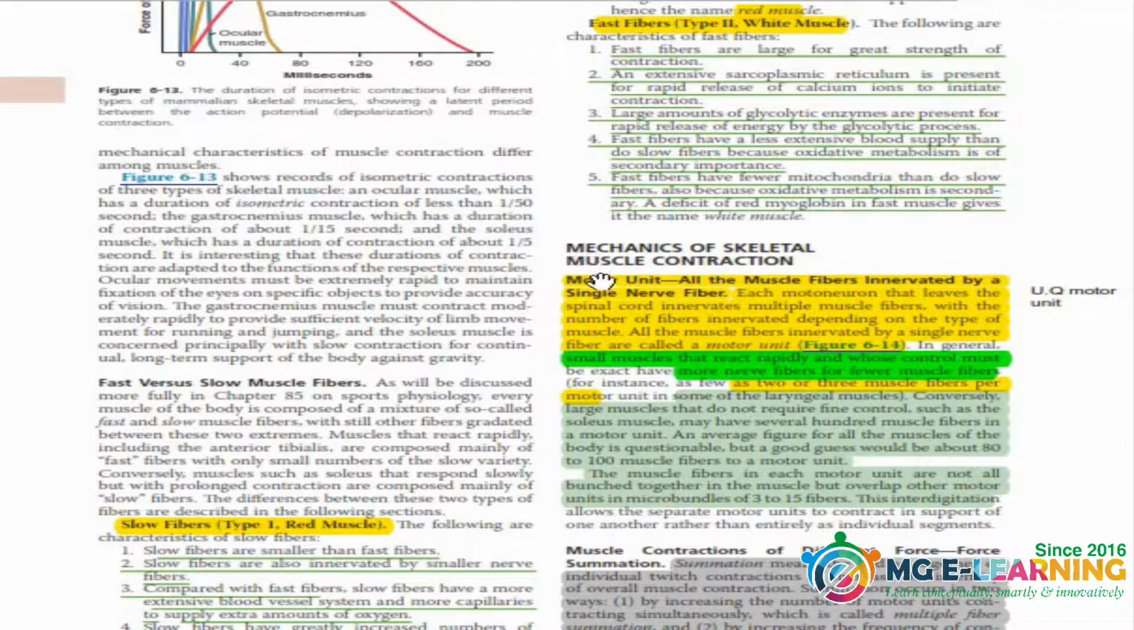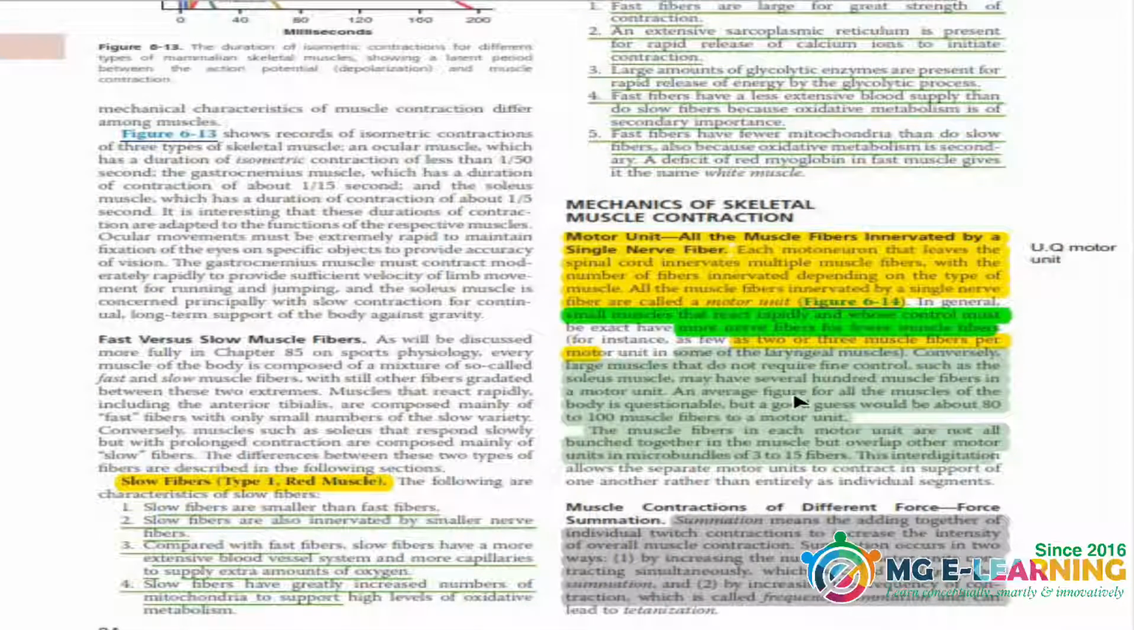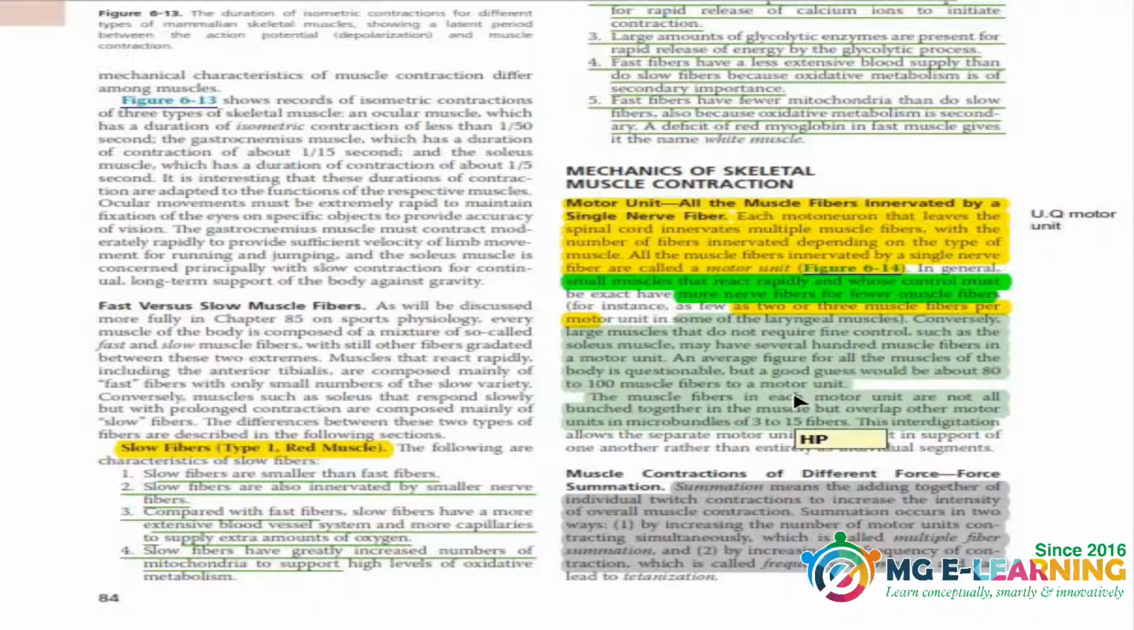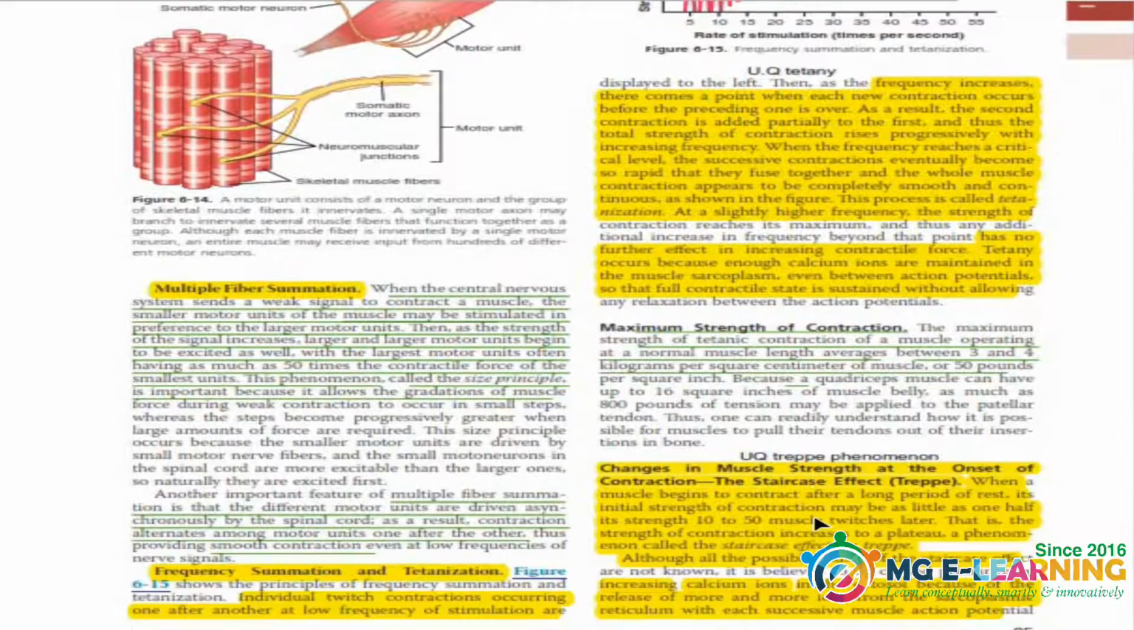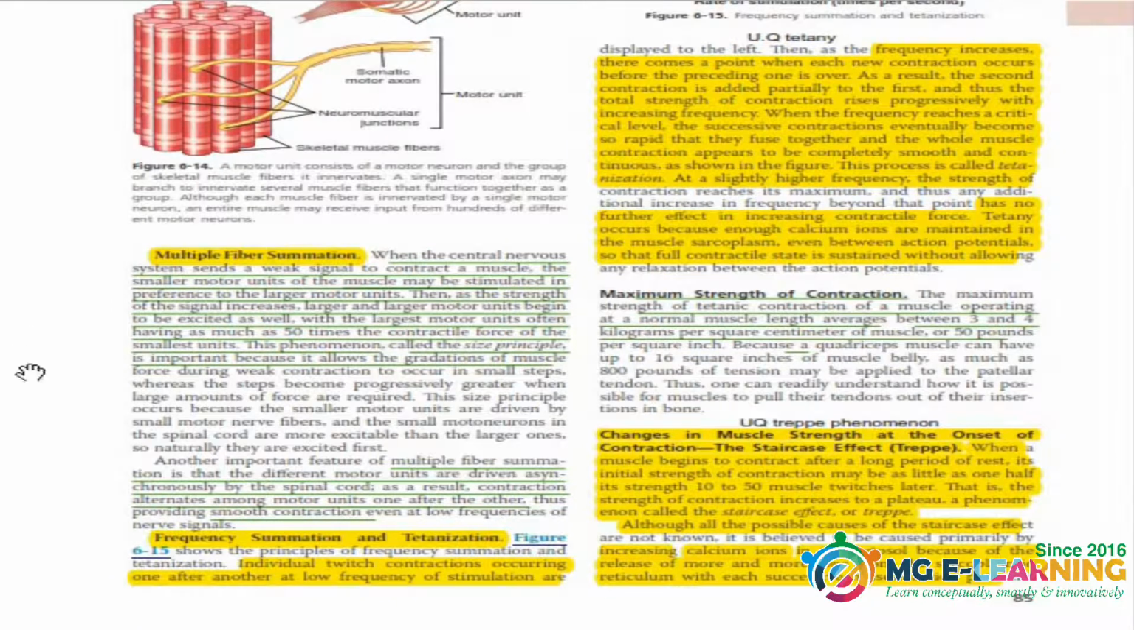Next is the motor unit. This is a very important topic for UQ. This whole highlighted text is important for your paper. Next is the muscle contraction of different forces, force summation and frequency summation. This is important for concept study, and this topic can come in MCQ or in Viva, so don't neglect this topic. This frequency summation is essentially important.